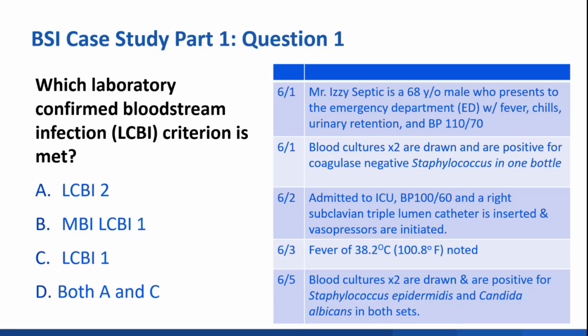All right, so let's jump into question number 1. Which laboratory confirmed bloodstream infection criterion is met? A, LCBI 2, B, MBI LCBI 1, C, LCBI 1, or D, both A and C. You'll note that I have included the case to the right for you to refer to. I'll give you a few seconds to review this, and then please put your answers in the chat.